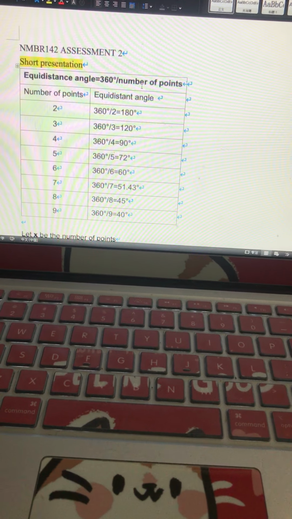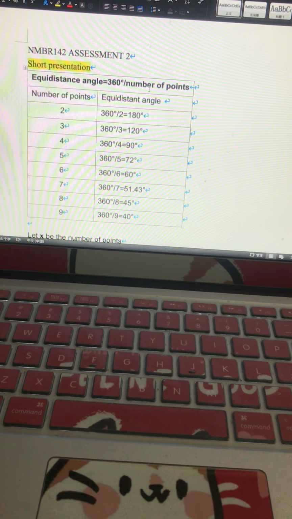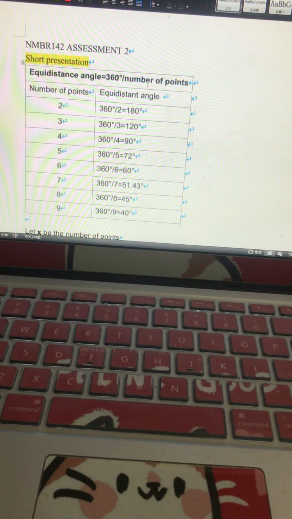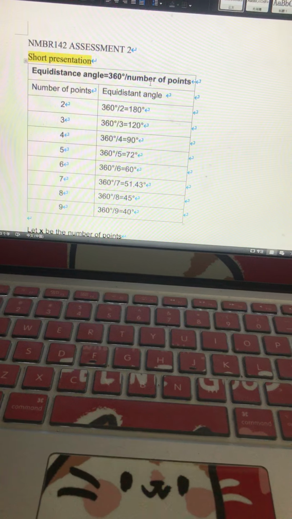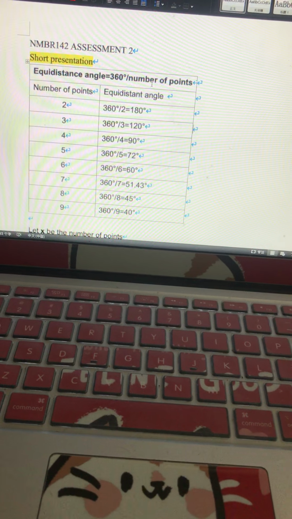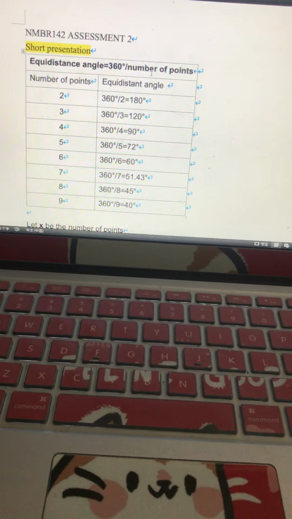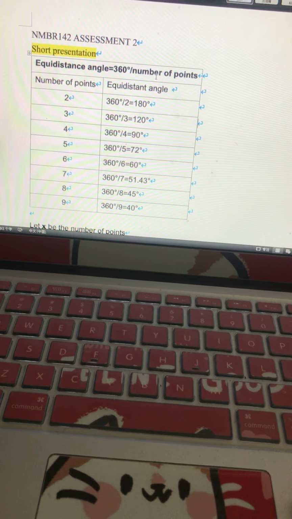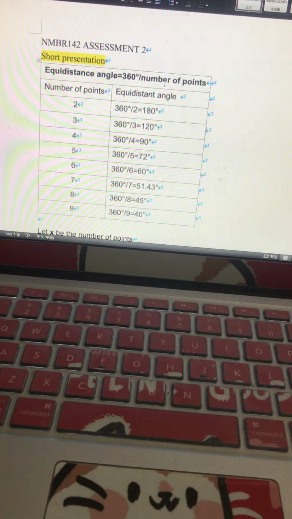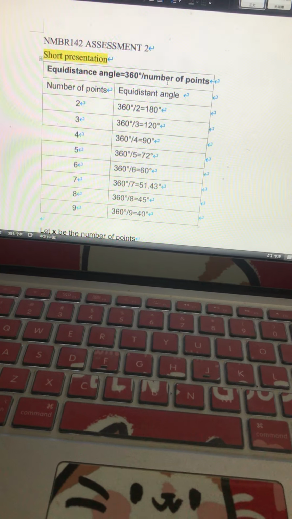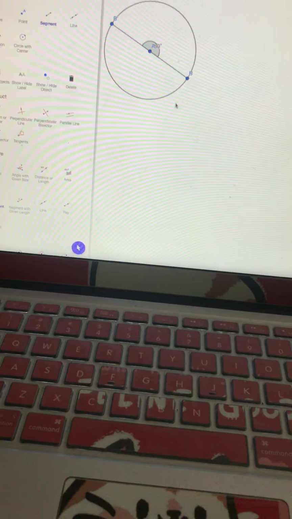And the first thing I will need to do is show you guys how I draw a circle. And before then, we will need to know this table. This table will tell you the different angle sizes that support people to draw circles with different numbers of points. And the example will show how to draw a circle with 2 points. The value we need to remember is 180 degrees.